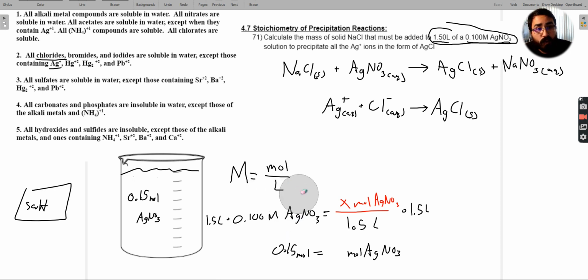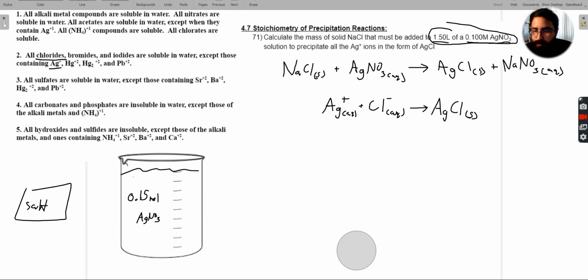So I'm going to erase this. Hopefully you don't need this anymore. All right. So if we have 0.15 moles of AgNO3, we can determine how much NaCl we need. I think my plan was a little bit longer than this. I said we were going to go to Ag plus, then Cl minus, but we don't really need to do that.